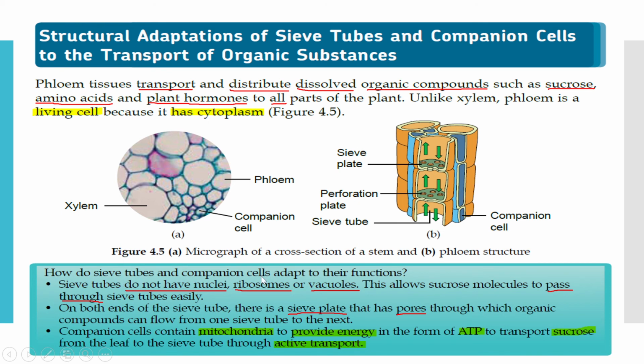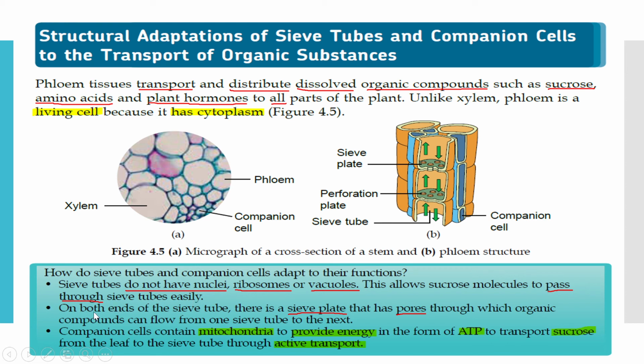So how do sieve tubes and companion cells adapt to their functions? Sieve tubes, this one, do not have nuclei, ribosomes, or vacuoles. That is their adaptation. No nucleus, just like the red blood cells. There are no ribosomes, no vacuoles. Vacuoles are related to storage of dissolved substances, water. So vacuoles are related to xylem, but for phloem, no, we don't have that. This allows sucrose molecules to pass through the sieve tubes easily.